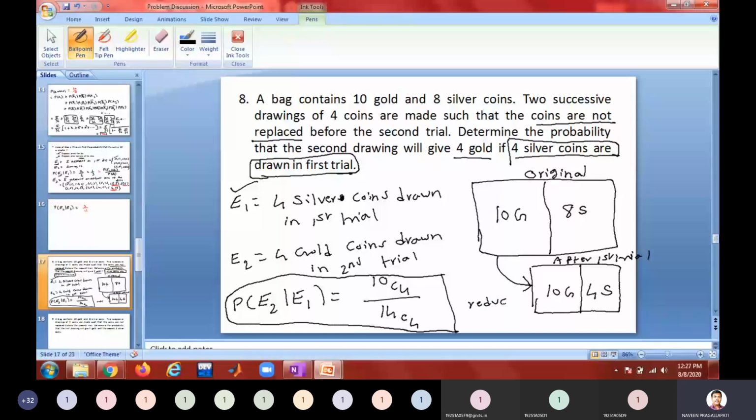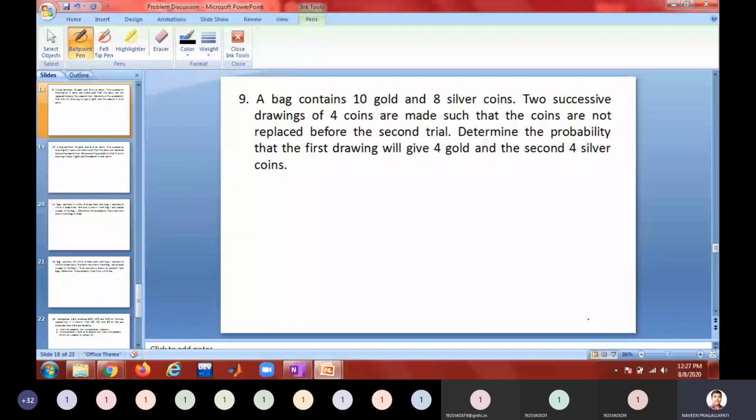Okay. So when a problem is given, you have to understand whether the events are dependent or independent, and what kind of probability is being asked: whether he is asking about joint probability or conditional probability. Accordingly, you have to do the problem. See the next one. I just slightly modified this.